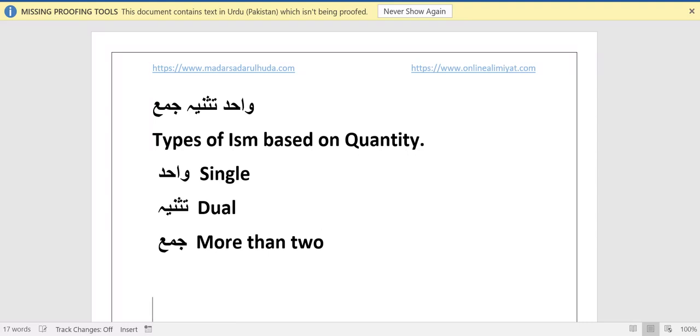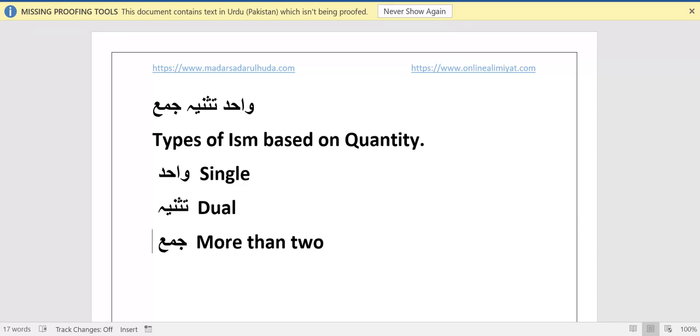Now, what are we going to learn in this lesson? In this lesson we are going to learn how to call Wahid, Tasniya or Jama words, how to recognize them, and what are the methods of creating the Wahid, Tasniya or Jama word.